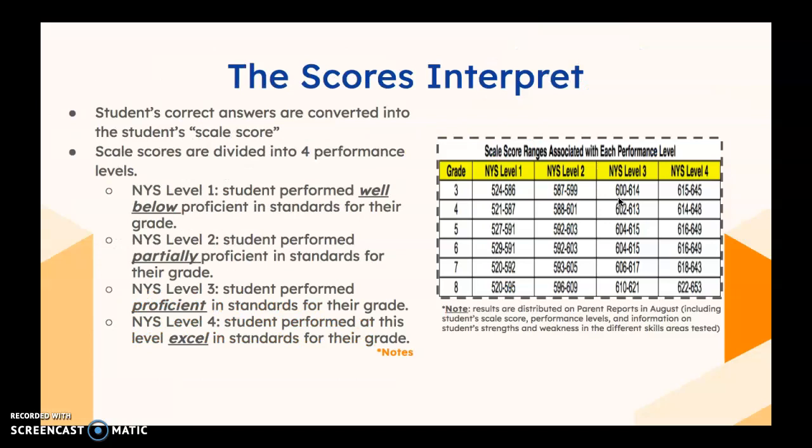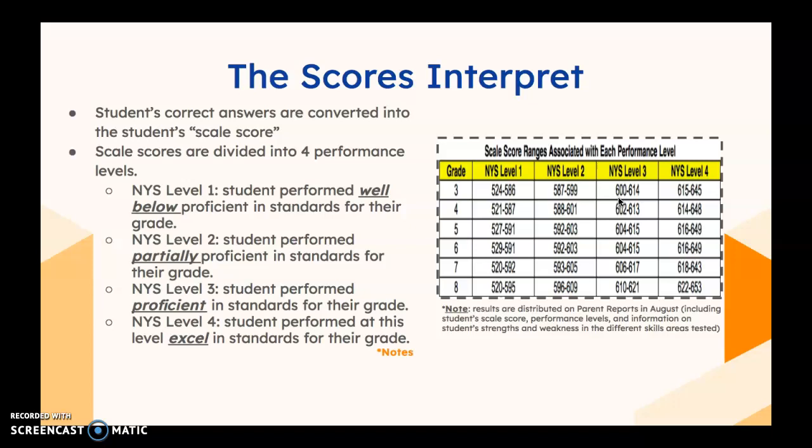And the scores, so basically what do the scores interpret? The student's correct answers are converted into the student's quote unquote scale score. So the scale score is basically divided into 4 performance levels.